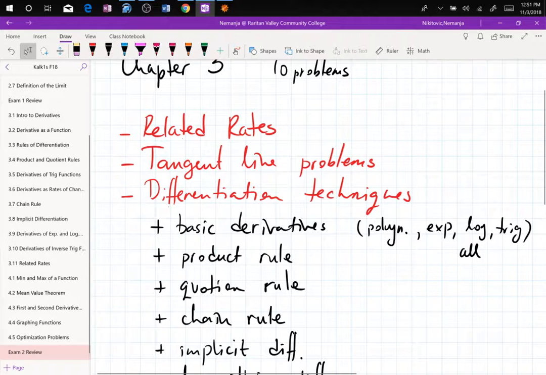Do you have any questions, concerns, problems, other than implicit differentiation? Logarithmic differentiation, please remember that one is supposed to plow through anything easily if you practiced. If you haven't practiced, then obviously it's not going to go well.